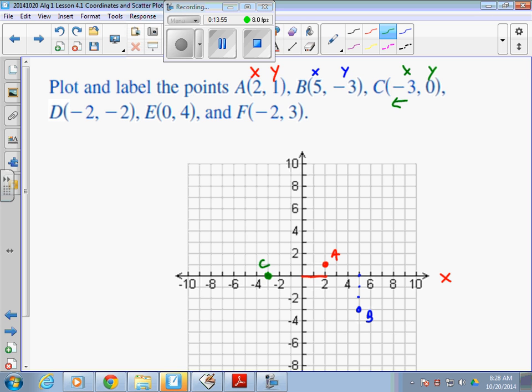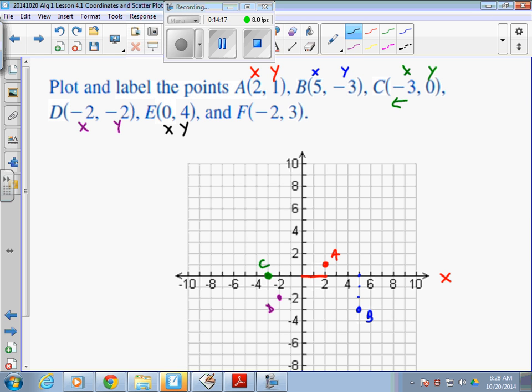I'm going to have to reuse some colors because I only have 4 of them. Let's go to the next color real quick. D's value is negative 2, negative 2. It's not going to make a difference which one you put first because they're the same. Go to the left 2 since it's negative, and go down 2 since it's negative. That's D. Oh, I have another color. I'll use the black one. That one works good.